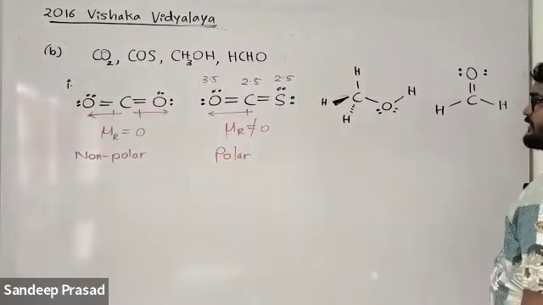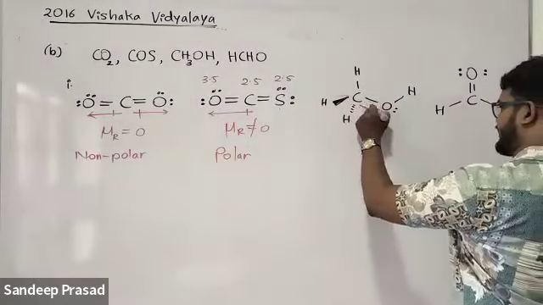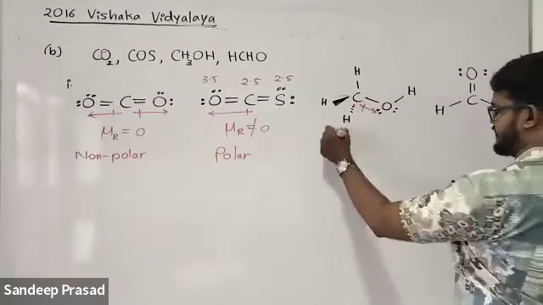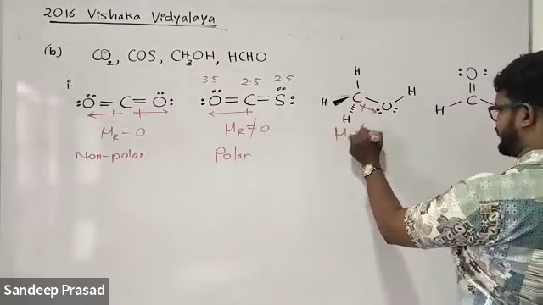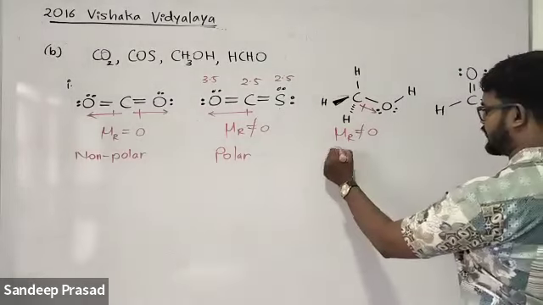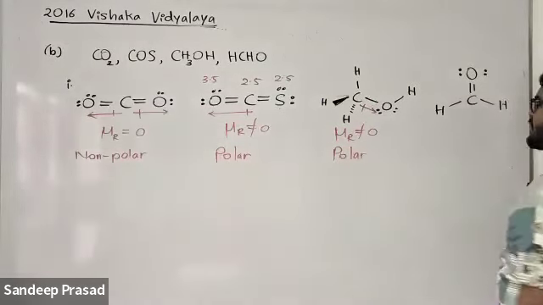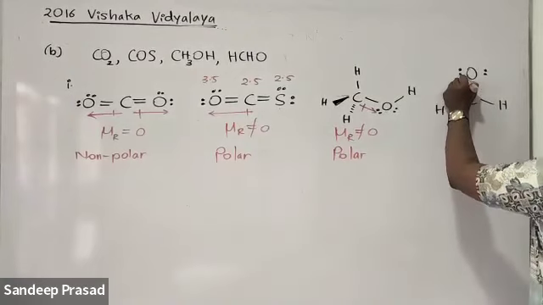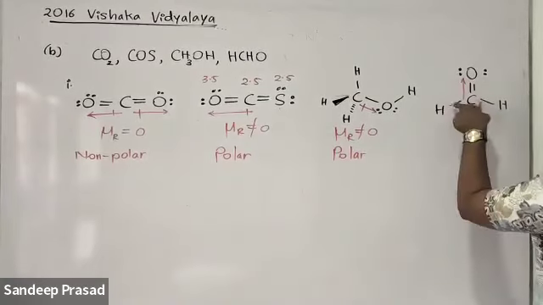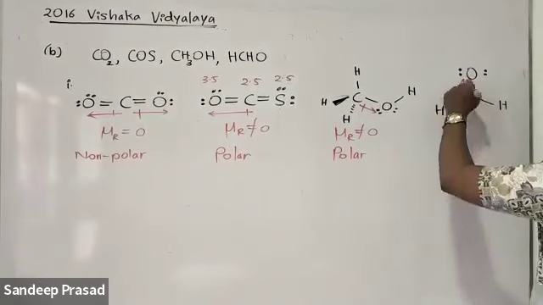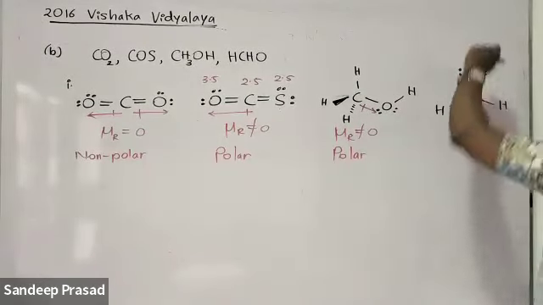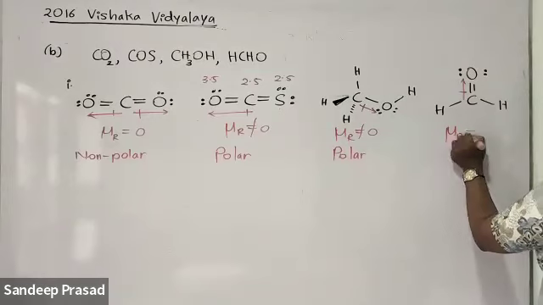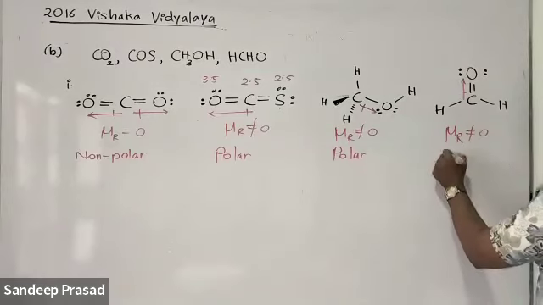What about this one? Definitely, oxygen is pulling electrons more than the others. The resultant dipole moment is created towards the oxygen atom. Therefore, the molecule is polar. What about methanol? Definitely oxygen is pulling electrons from the hydrogen atom. Carbon is also pulling. So therefore the resultant dipole moment is created in the upward direction, which is not non-polar. That means this molecule is polar.